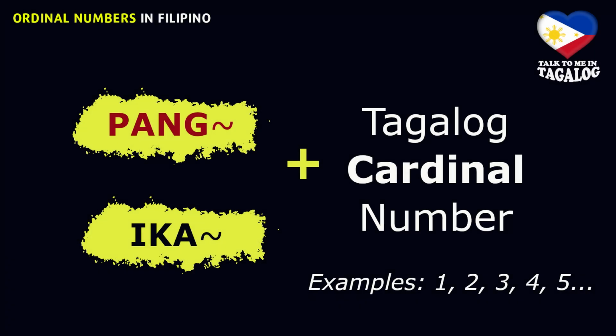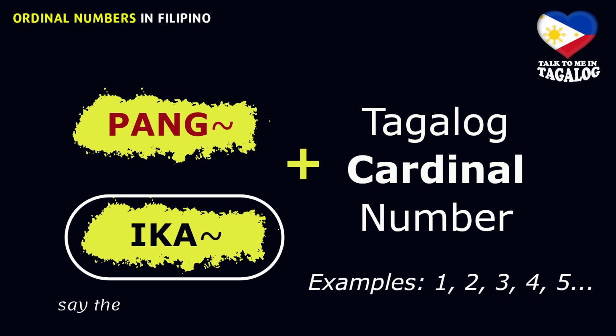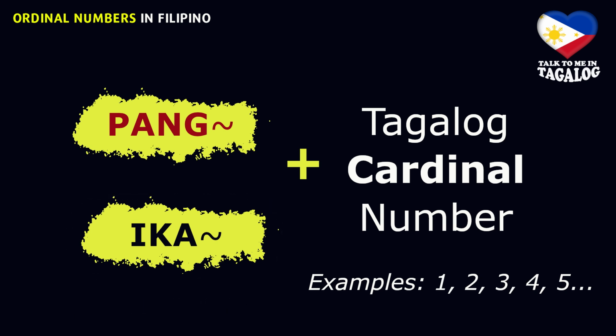In Tagalog, we have two ways of forming ordinal numbers. First is by prefixing pang to a cardinal number. Pang plus cardinal number. And the other one is by placing the prefix ika before a cardinal number. Ika plus cardinal number. The difference between these two is that ika is usually used to say the date or tell the time in Tagalog and is rather formal as compared to pang. So you will only see ika in formal documents like news reports or school essays. By the way, cardinal numbers are numbers that we use for counting like 1, 2, 3, 4, 5, etc.